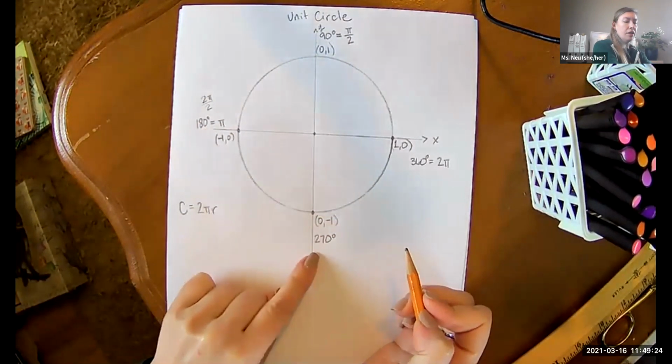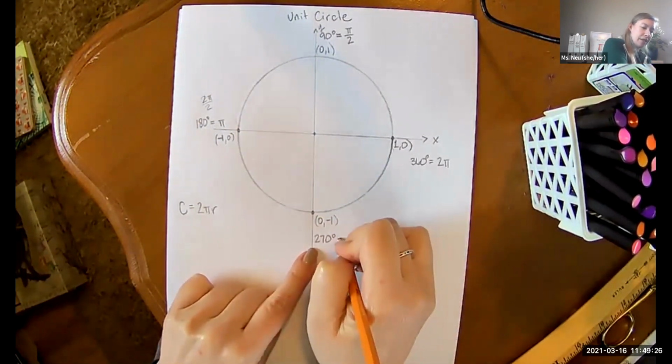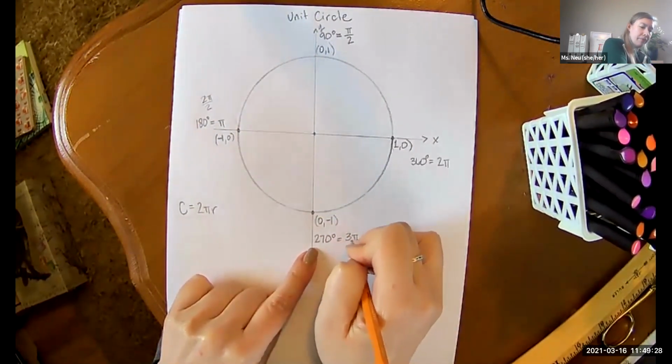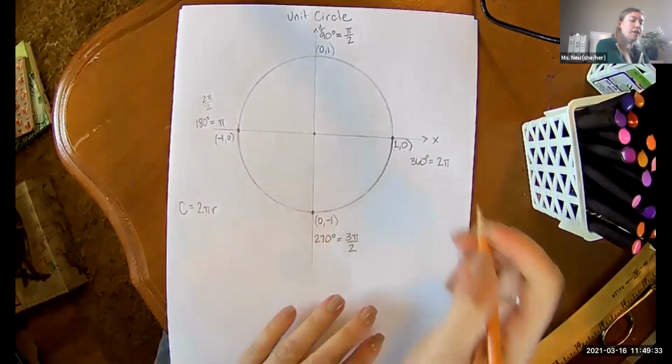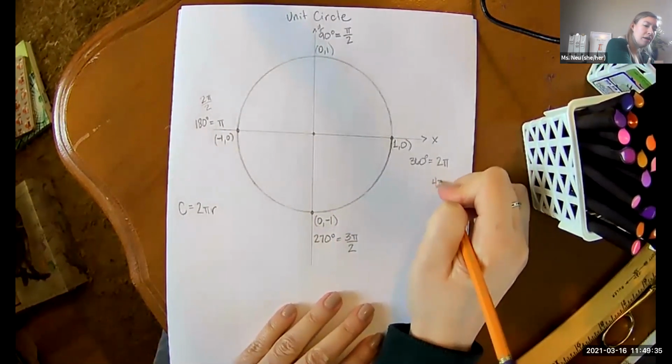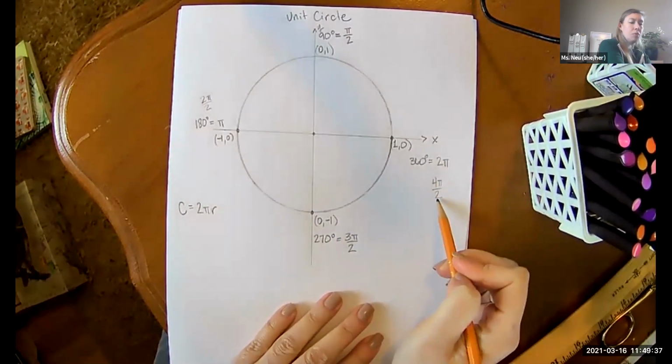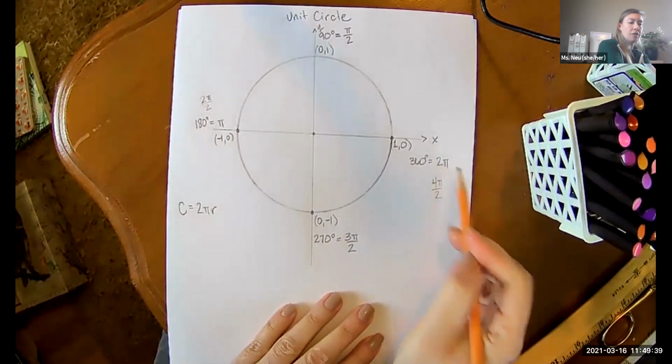Then I could count down here. This is also known as 3 pi over 2, all right? And then we get back here. This is 4 pi over 2, which we would just simplify and call 2 pi.